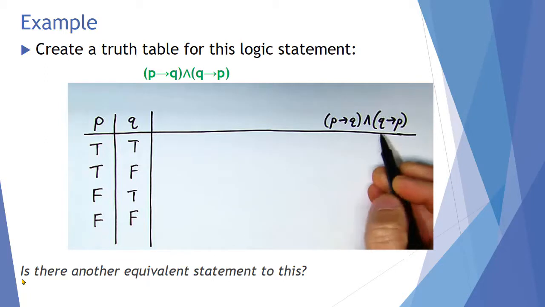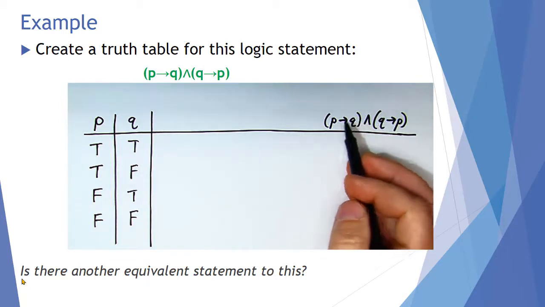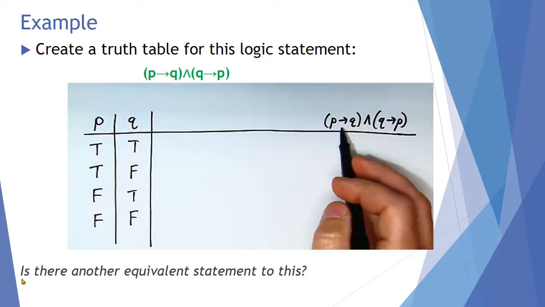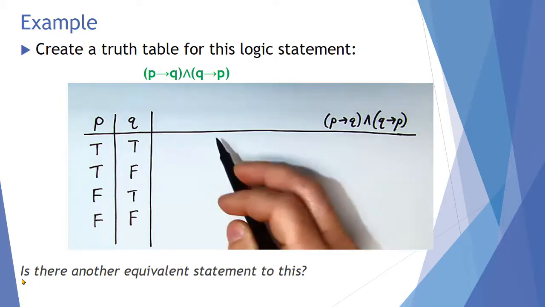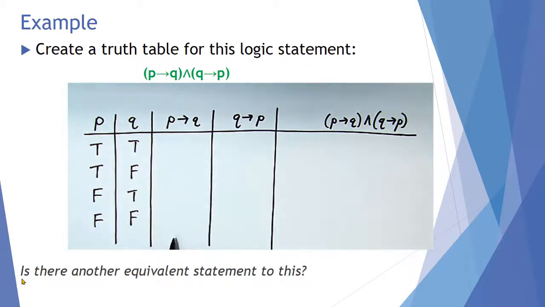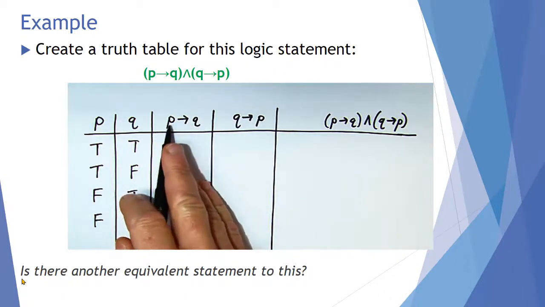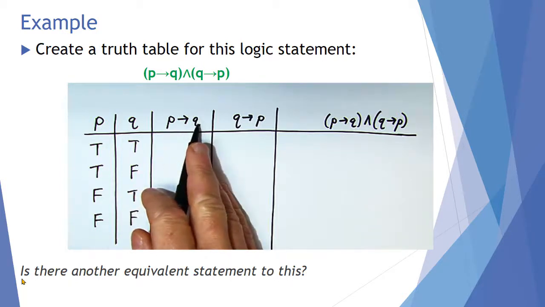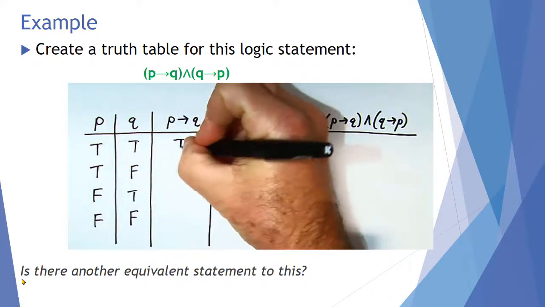Now we can't judge whether this conjunction, this and statement, is true unless we can look at these two columns. So that means we have to build a P implies Q column and a Q implies P column. So we'll do that right here. So let's start by building our P implies Q column. Remember, P implies Q is true whenever P is true and Q is true, or if P isn't true at all. So P implies Q, true implies true, that's true.